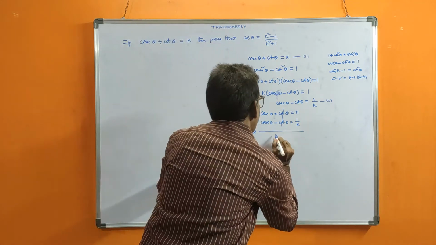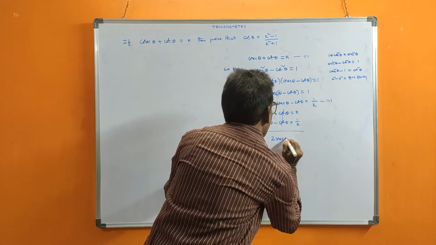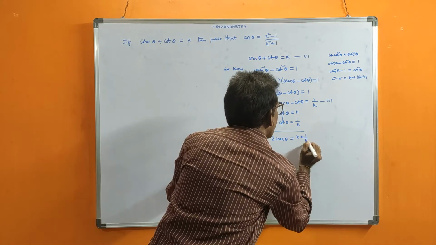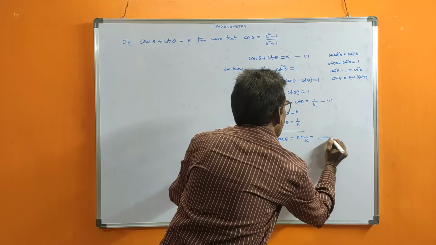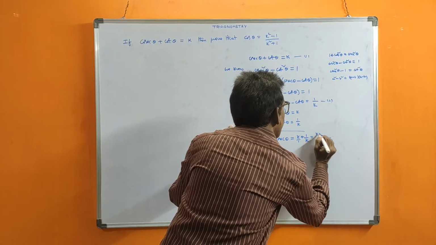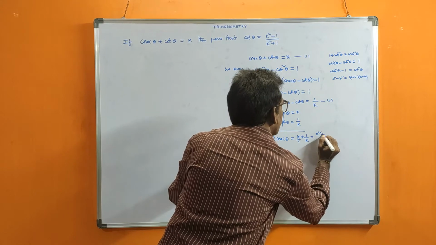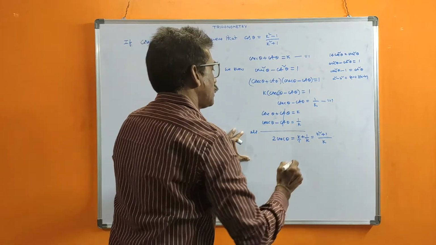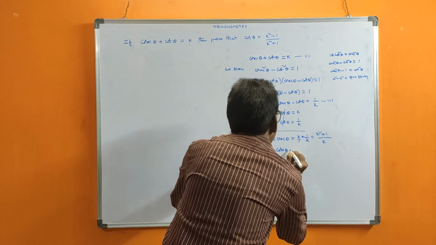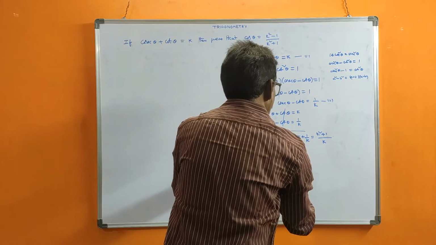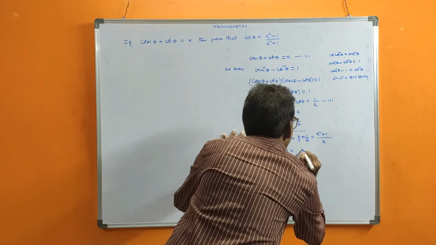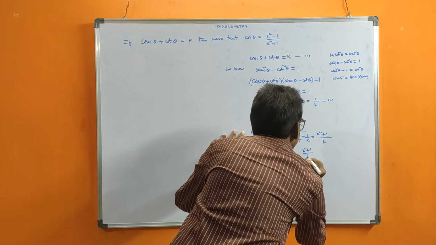Cosecant theta plus cosecant theta, that is 2 cosecant theta, equals k plus 1 by k, because we are adding. Taking the LCM, k times k gives k square, so we get k square plus 1 by k. Therefore 2 cosecant theta is equal to k square plus 1 by k.